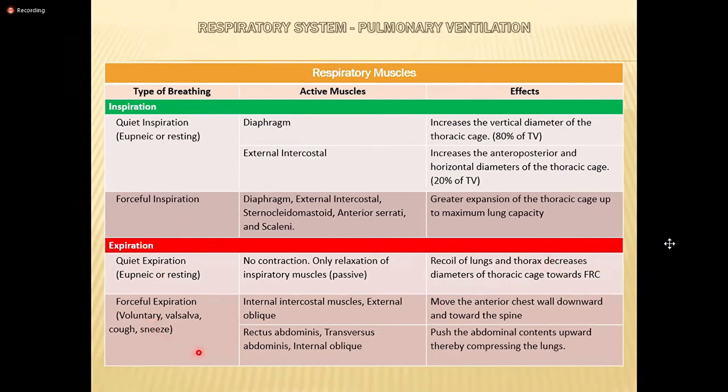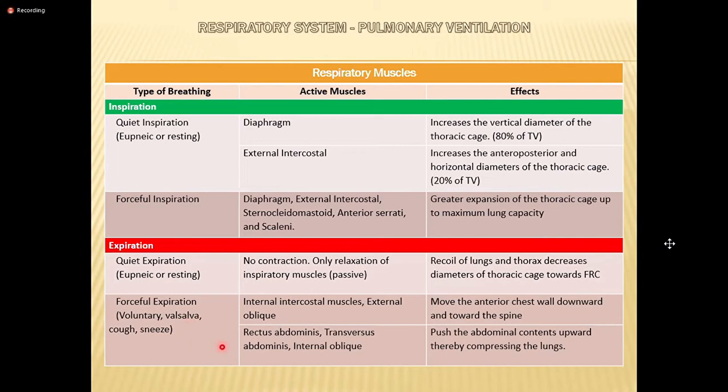When you have forceful expiration, for example, you will cough or sneeze, that is forceful expiration. Voluntary, or you will do Valsalva maneuver, forceful expiration. When do you use your Valsalva maneuver? When there is a plug. For example, you'll choke from a piece of meat that you have eaten, for example. So that is forceful expiration.